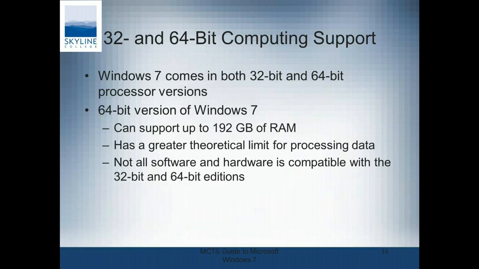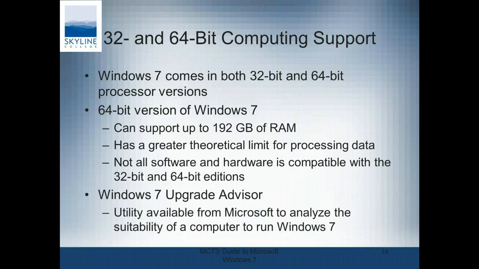Not all software and hardware is compatible with these editions. Sometimes what we get into is 32-bit software running on a 64-bit system, right? But a 64-bit program won't run on a 32-bit system. So you can run it at half speed, 32 on 64. The Windows 7 Upgrade Advisor, we're always going to have those, and you can download it. It'll tell you what programs aren't going to work and what hardware you're going to have issues with, typically drivers.